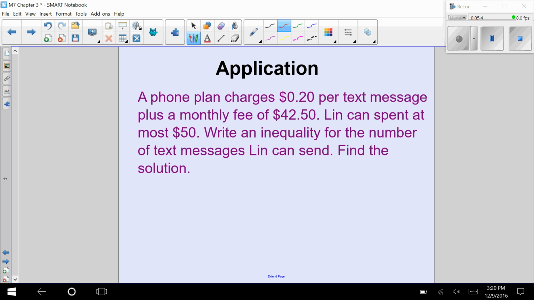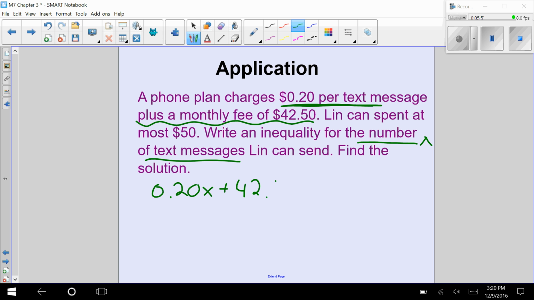All right, so we know 20 cents per text message. Number of text messages missing. That's going to be 0.20x plus a monthly fee of $42.50, so plus $42.50. At most $50. At most is a less than or equal to 50.